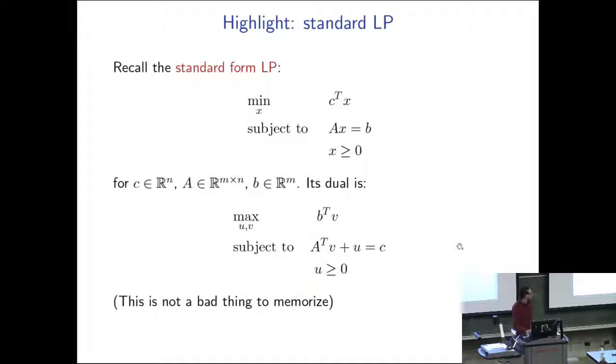The dual is as follows. Maximize b transpose v subject to A transpose u equals c, and u is bigger than or equal to 0. So also a standard form LP. This guy here is also standard form.